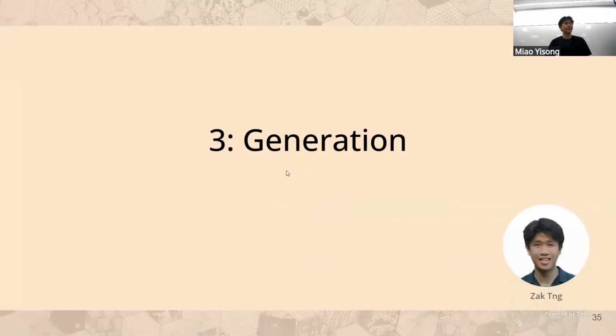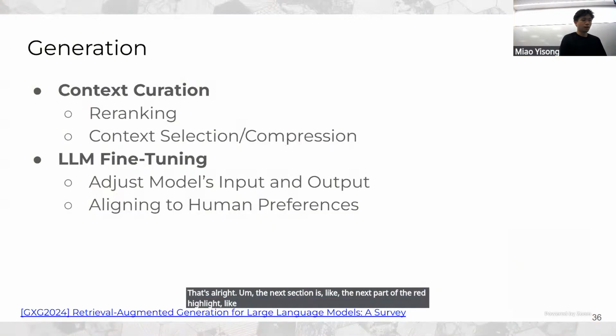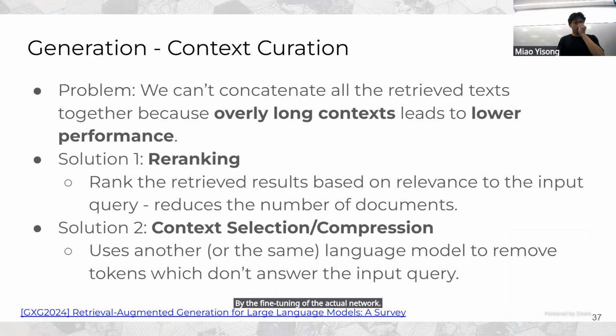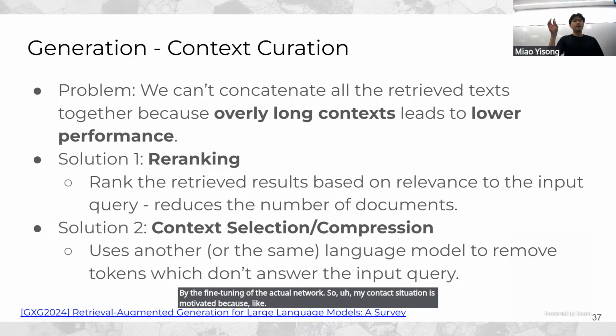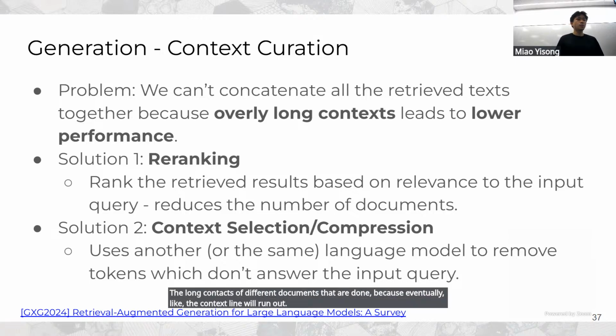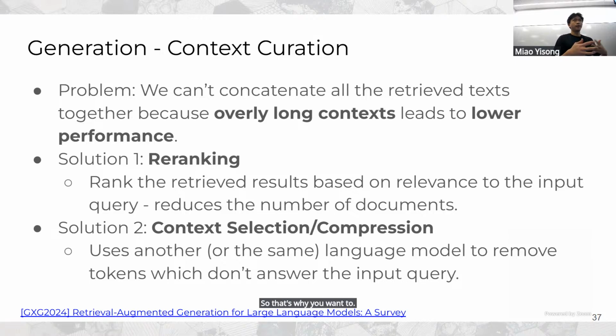So the next section is the next part of the RAG pipeline generation. I guess it can be broken down into two parts, right? Context curation and the fine-tuning of the actual LLM. Context curation is motivated because you can't just keep prepending the long context of different documents, because eventually the context length will run out. That's why you want to re-rank these results, right?